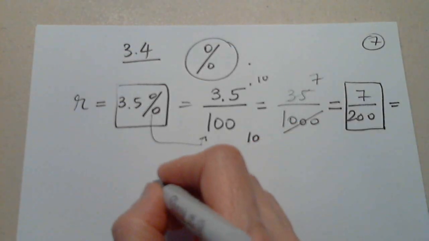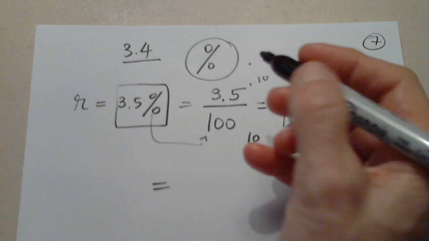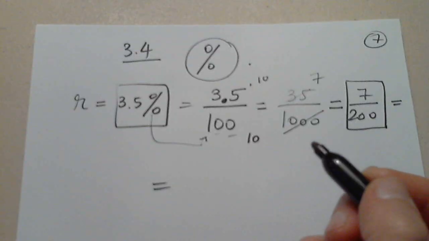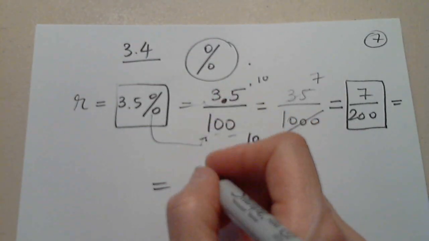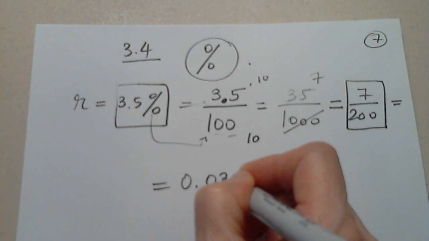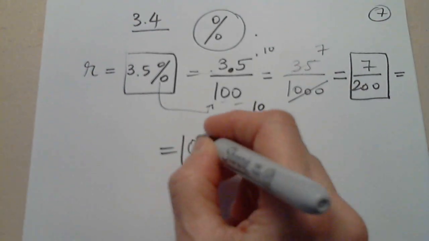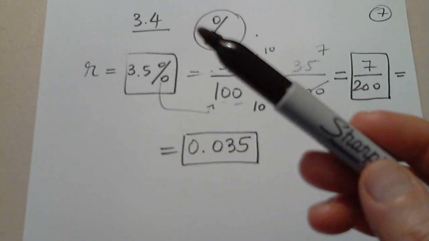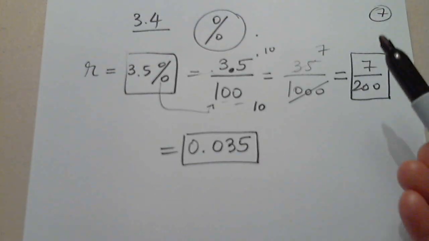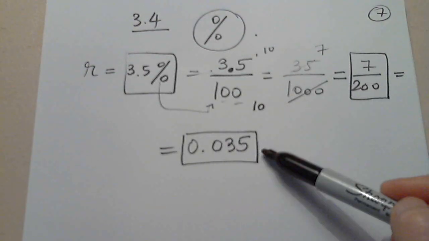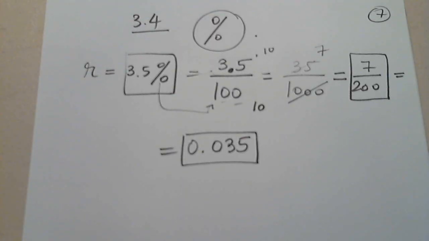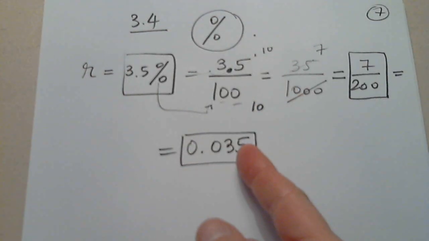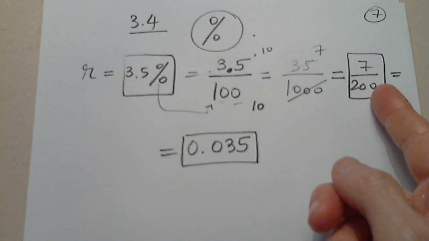And also identical with the following decimal number. I move the decimal point 2 spots to the left. Why 2? Because I have 2 zeros. 1, 2, 0.035. So all these three are identical when we say the interest rate is 3.5%, or we say 0.035, or we say 7 over 200. All these are exactly the same value. So if I'm given the percent, I can change it to a decimal number, and I can also change it into a fraction.